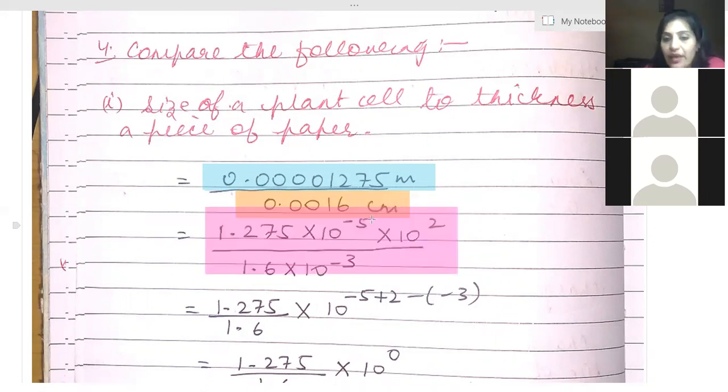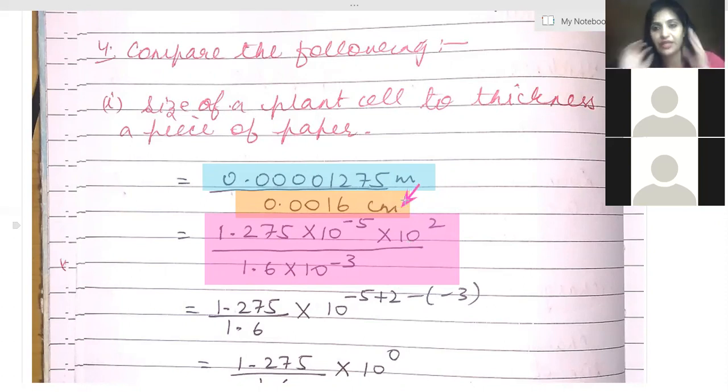Now here you can see I have written 10 to the power 2 also. I wrote that because now you are taking a ratio, which means the units should be the same. So to convert meter into centimeter, I have converted meter into centimeter by multiplying it with 100. Okay? Yes? Is it clear, beta?